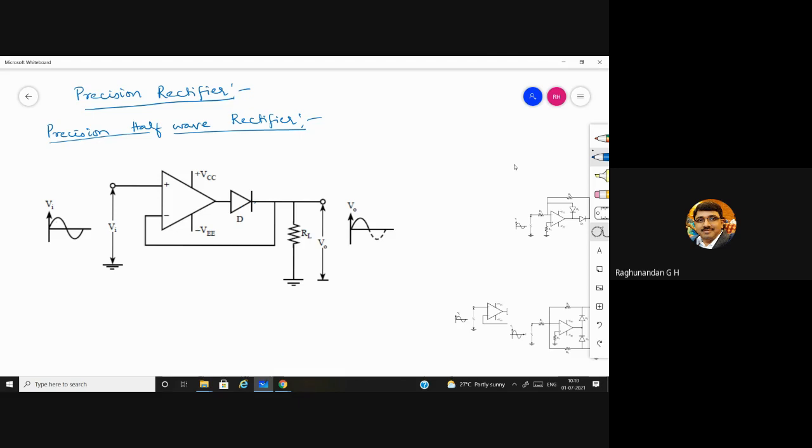During the positive half cycle, since the non-inverting terminal is given the input, the output will also be positive, such that the diode will be forward biased. When the diode is forward biased, whatever signal we are getting across the op-amp passes through to the load resistance, and we get the output. So this is the positive half cycle which we are getting.